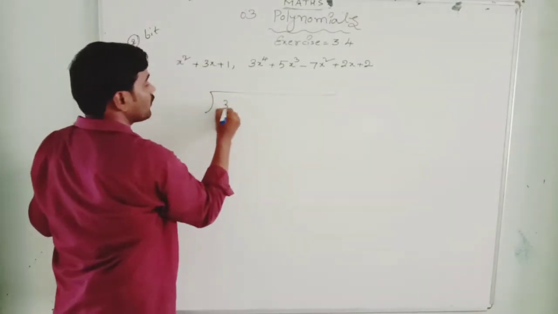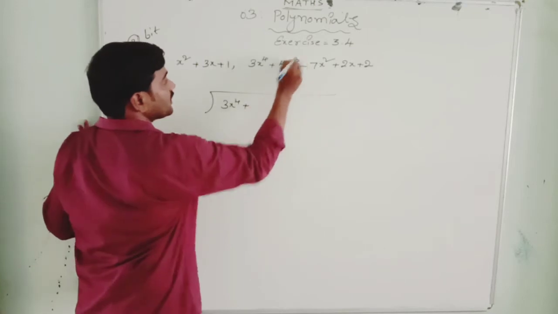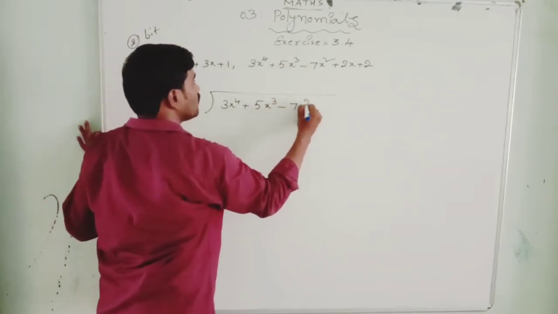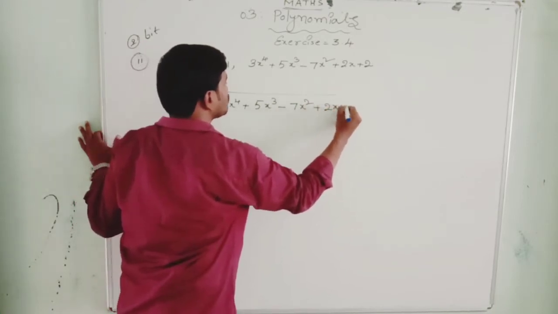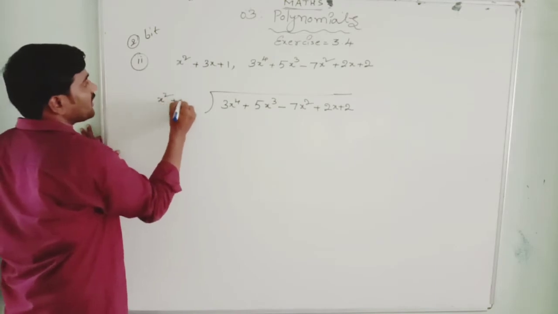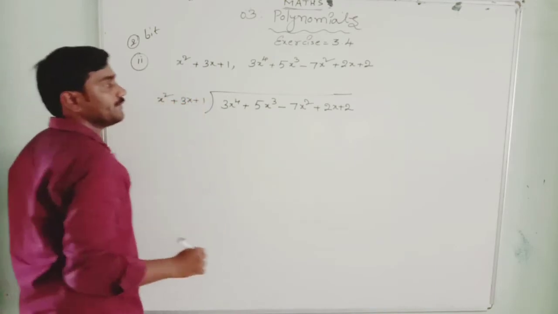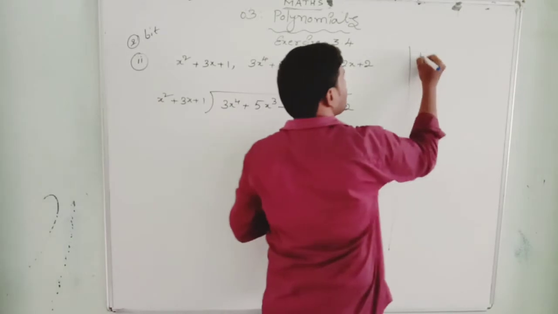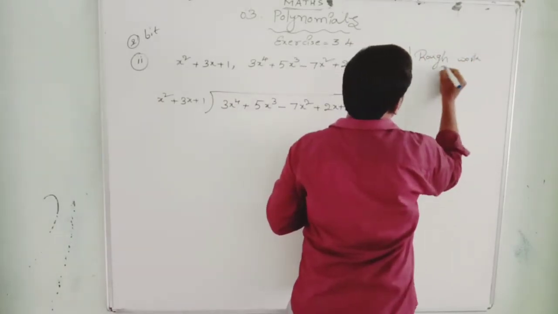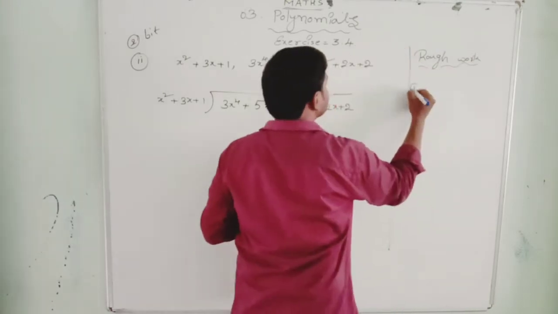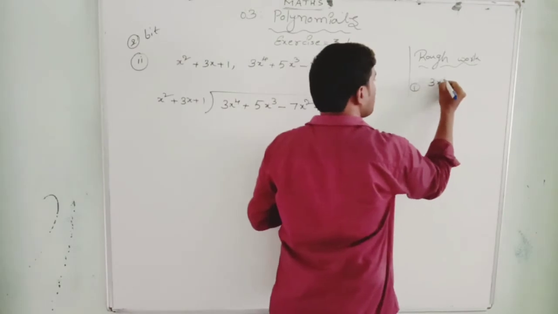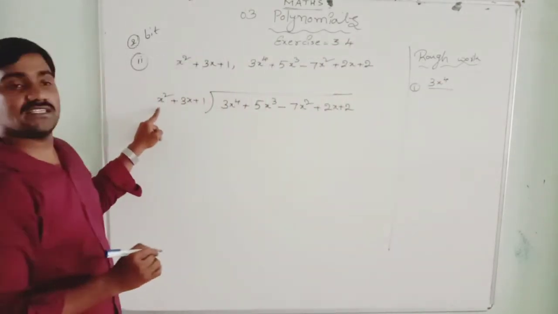3x to the power of 4 plus 5x to the power of 3 minus 7x to the power of 2 plus 2x plus 2. Let us divide by x square plus 3x plus 1. We go for rough work. Let us check whether they are factors or not. First step, 3x to the power of 4 by x square.